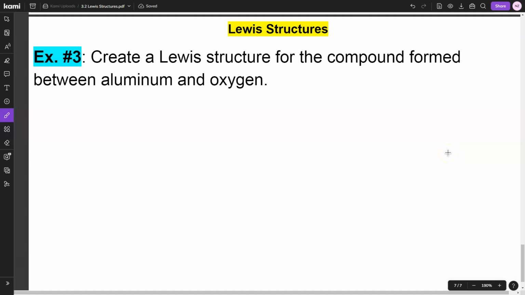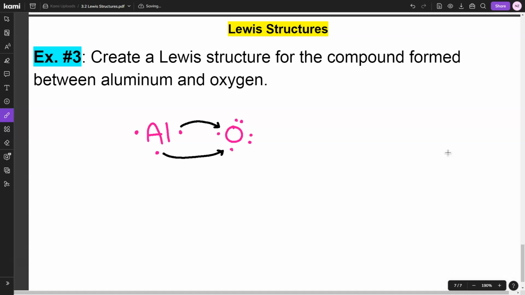So we have aluminum. Aluminum's going to have 3 dots. And then we have oxygen. Oxygen has 6. So 1, 2, 3, 4, 5, 6. Just like that. Okay. So let's transfer some electrons. Well, oxygen needs 2, aluminum has 3, so let's transfer 2 from aluminum over to oxygen.